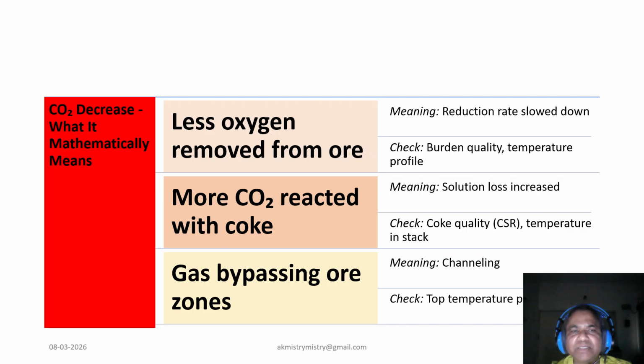So to summarize, by applying simple mathematics to our top gas analysis, calculating eta CO and the CO/CO2 ratio and analyzing trends in conjunction with delta P and wind volume, we can listen to the furnace's voice accurately and diagnose its internal state. This is how we move from reactive operation to proactive and efficient control.